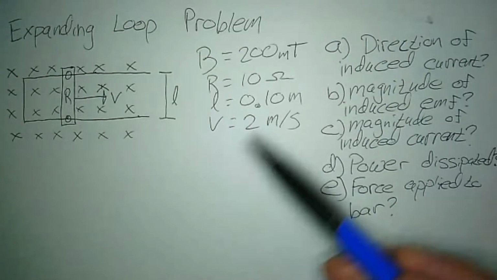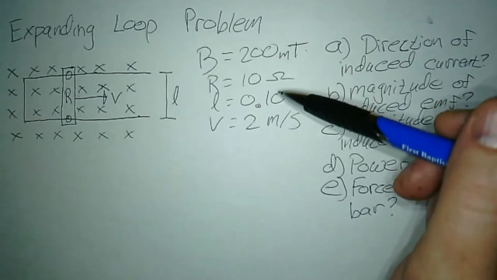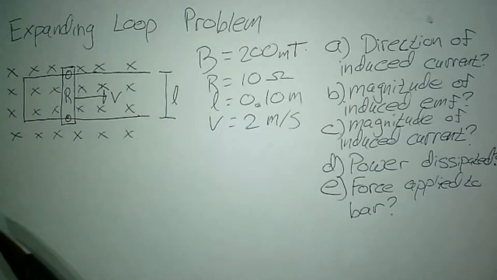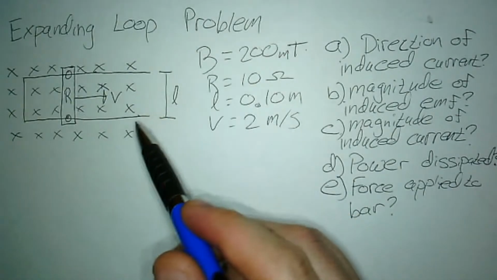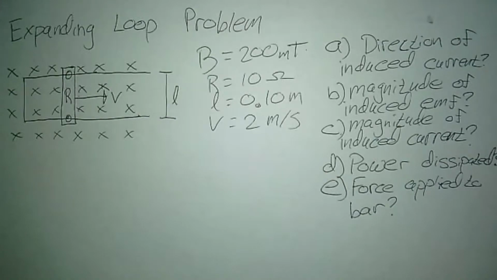The magnetic field strength is 200 milliteslas. The resistance of our bar is 10 ohms. We'll say the wire itself is ideal and has no resistance, and the length of this section of the wire is 10 centimeters or 0.1 meters. So I want to know several things on the right here.